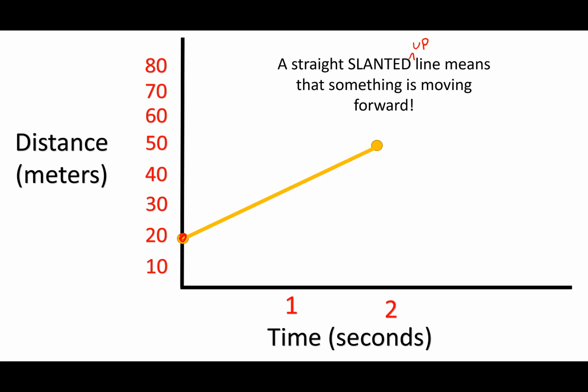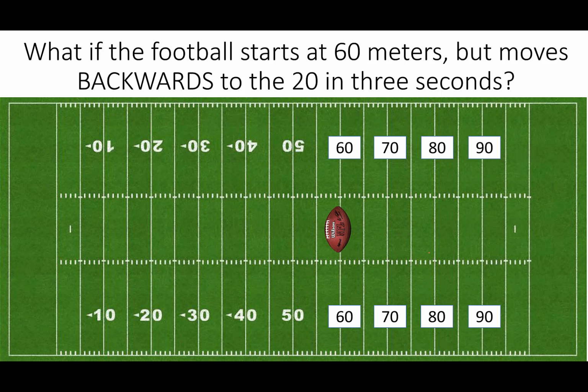Because it used to be back here, but later it's up here. So what if the football starts at 60 meters, but it moves backwards to the 20 in 3 seconds? So it started really far up, but it moved backwards instead of forwards. How would you graph that?